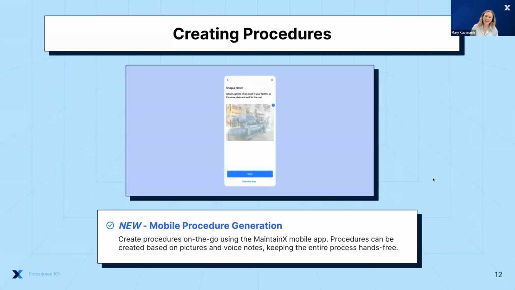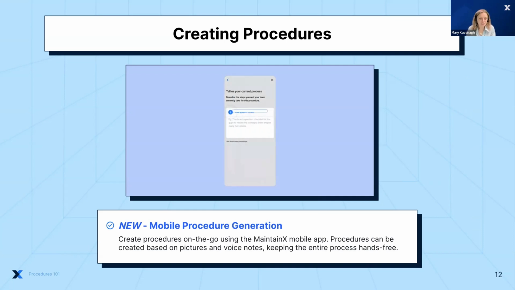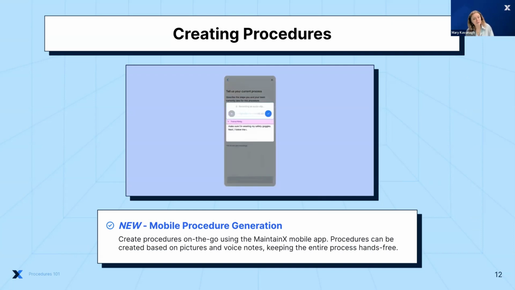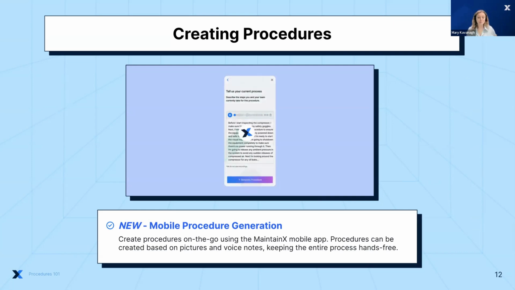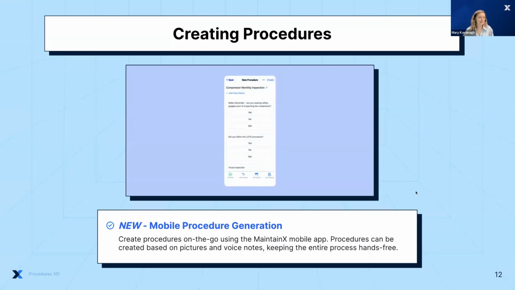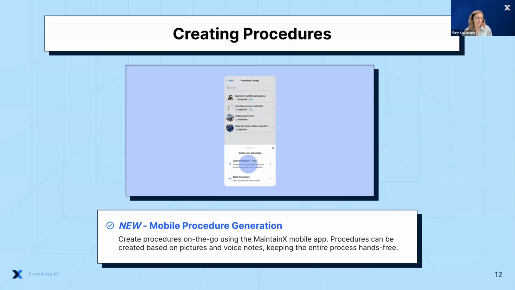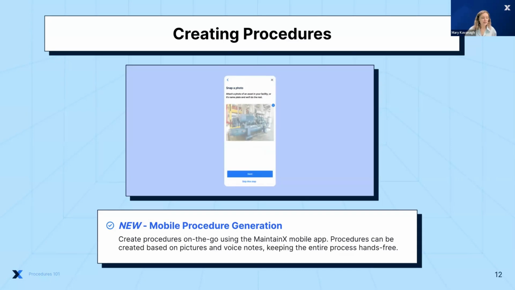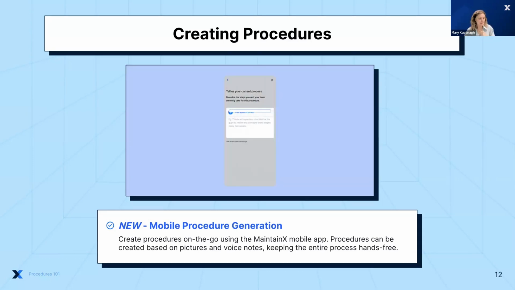Very exciting update here. We have a new feature, mobile procedure generation. So you can create procedures on the go using the MaintainX mobile app. Procedures can be created based on pictures and voice notes, keeping the entire process hands-free. In addition to the added convenience of being able to create those procedures on the go, you also have the ability to take pictures with your device's camera and transcribe a voice note as part of the prompt.